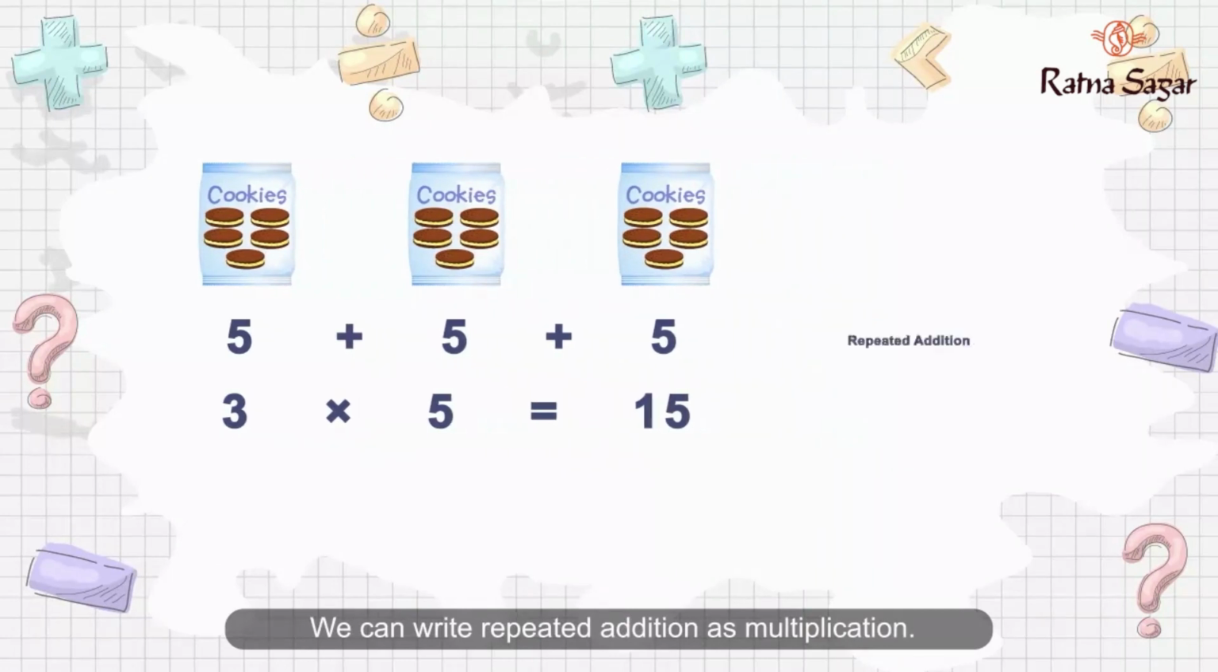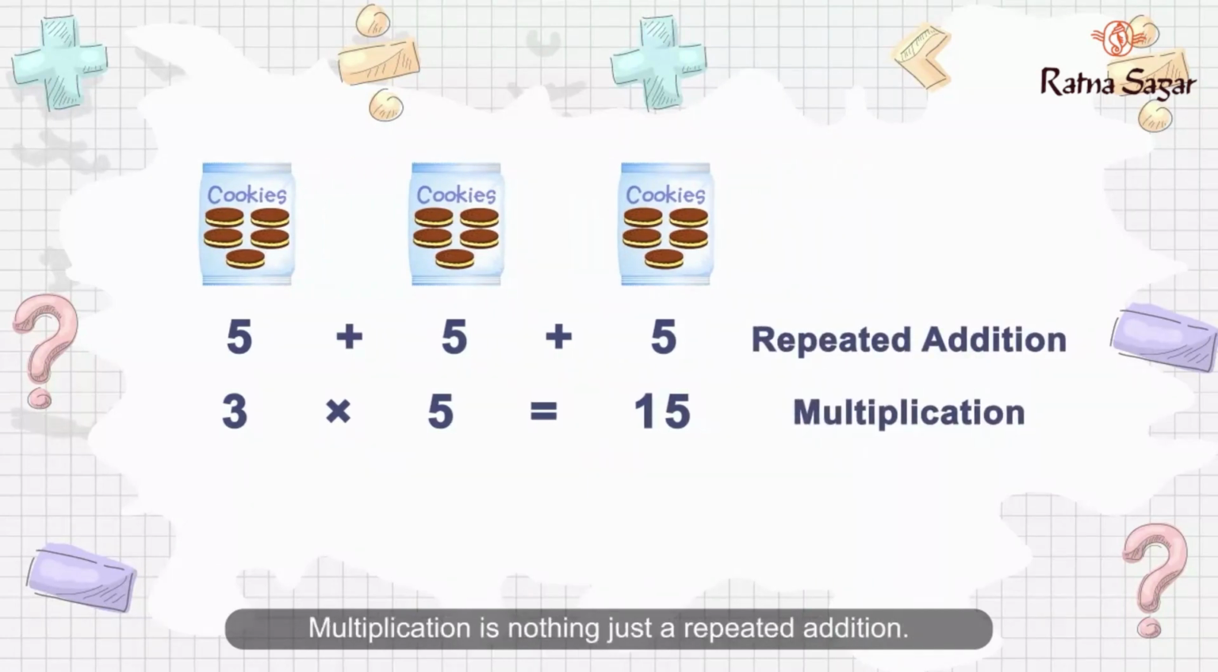We can write repeated addition as multiplication. Multiplication is nothing, just a repeated addition. In multiplication, we say 3 times 5 is equal to 15. Here this symbol is used as multiplication sign and this is called multiplication fact.